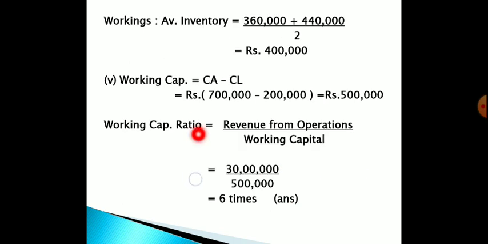The last part of this question is working capital turnover ratio. So the working capital turnover ratio formula is revenue from operations divided by working capital. The formula for working capital is current assets minus current liabilities, that is 7 lakh minus 2 lakh, equal to rupees 5 lakh. Now putting it in the formula, revenue from operation is 30 lakh divided by working capital, that is 5 lakh, equal to 6 times.